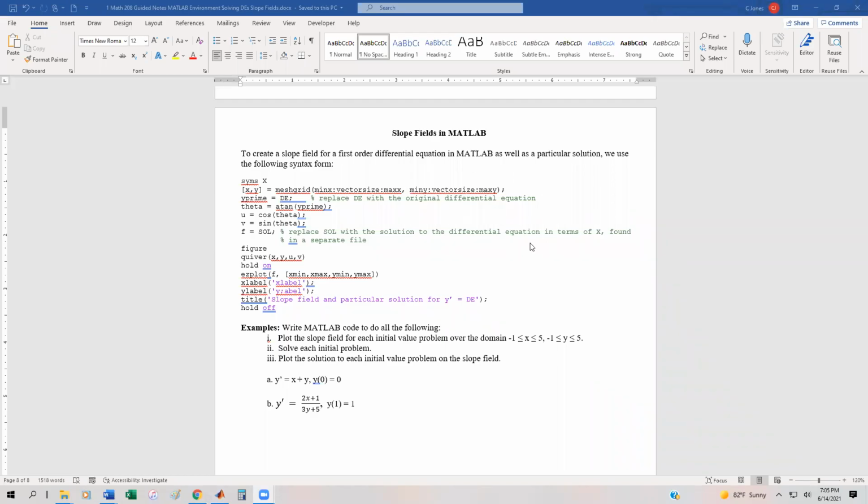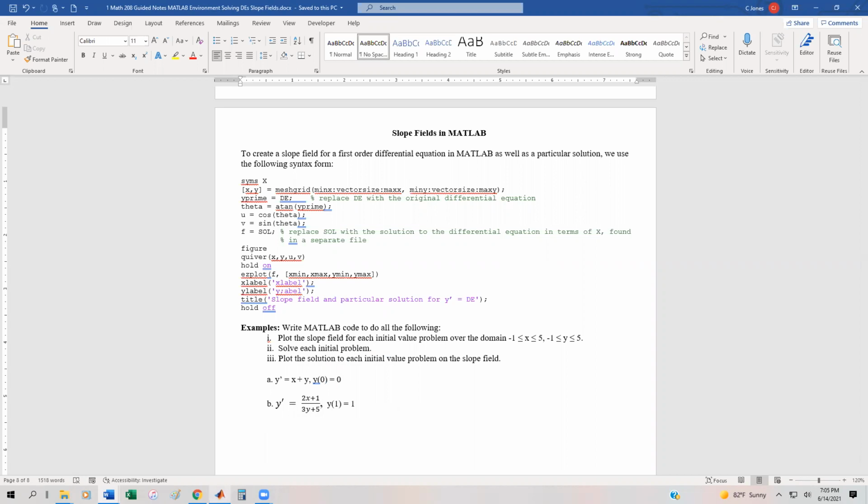We're going to take a look at our last example of being able to plot a slope field, plot a solution to a differential equation, and then also on the same graph, and also solving the initial value problem. So in the last video, we took a look at this fairly simplistic example. Let's go ahead and take a look at this a little bit more difficult example.